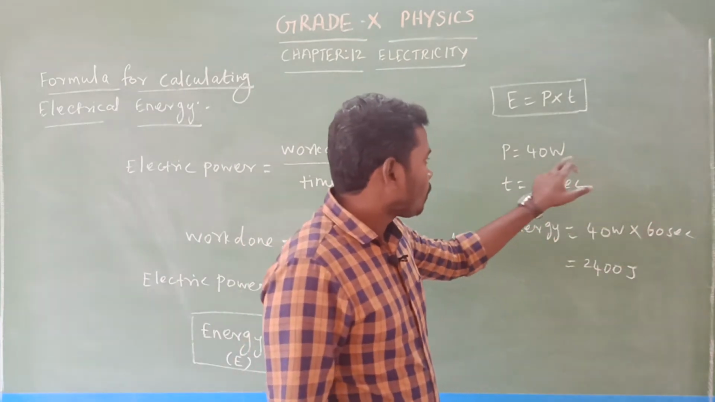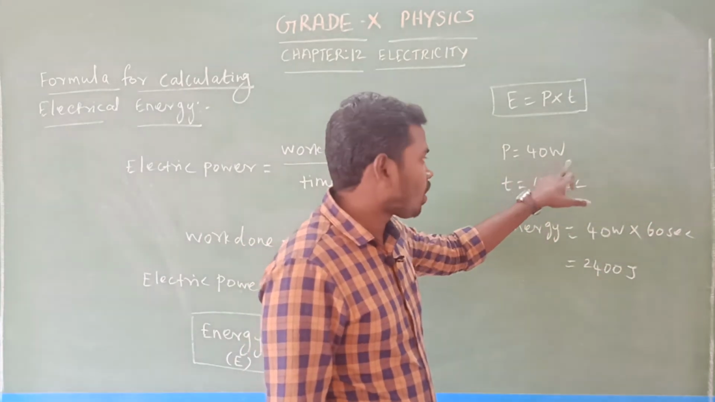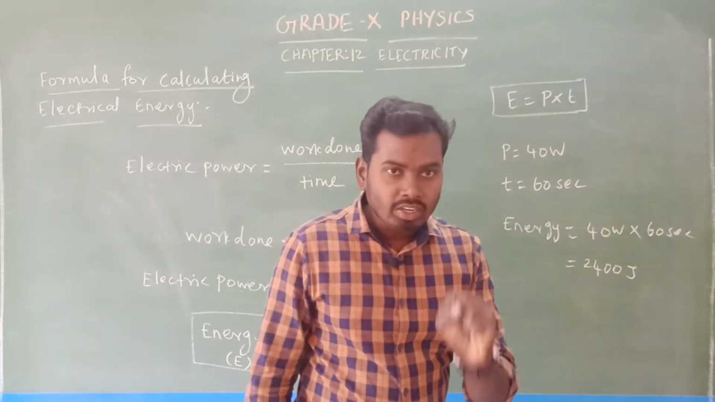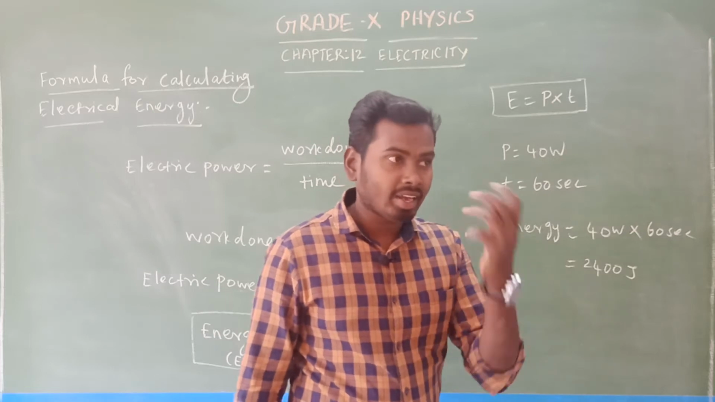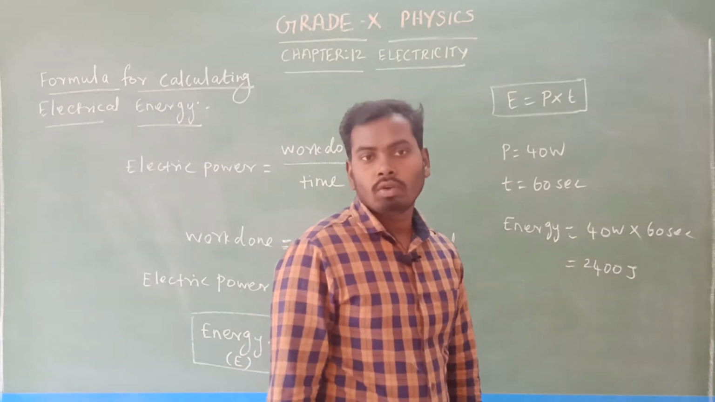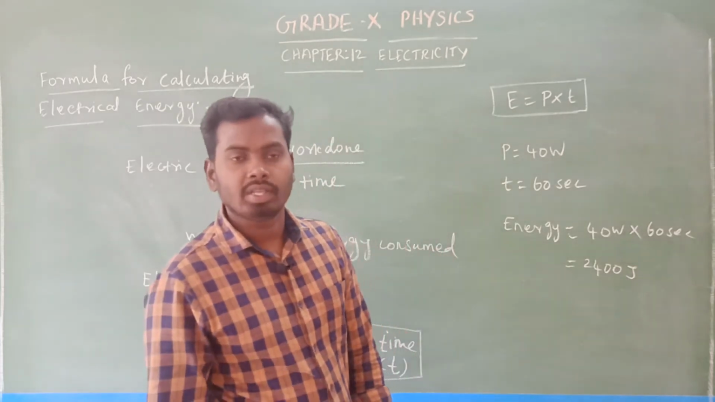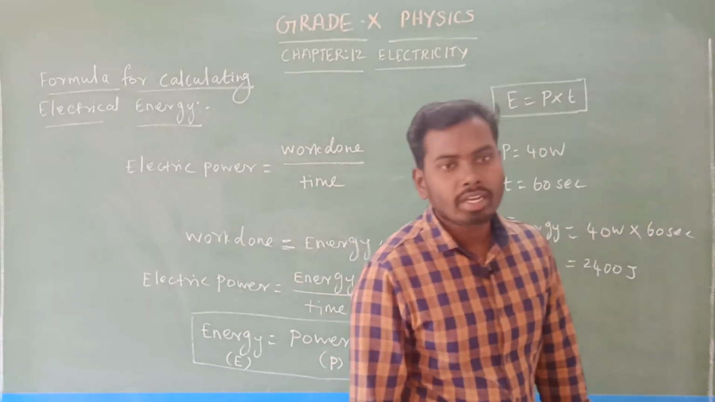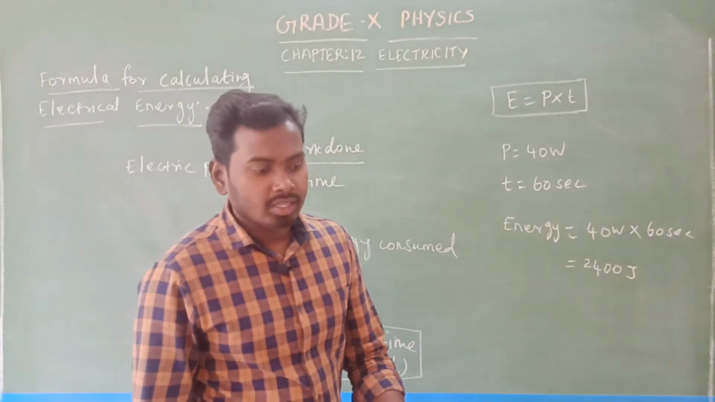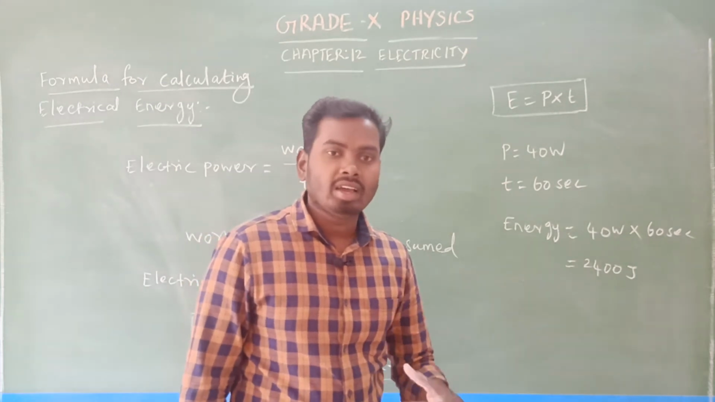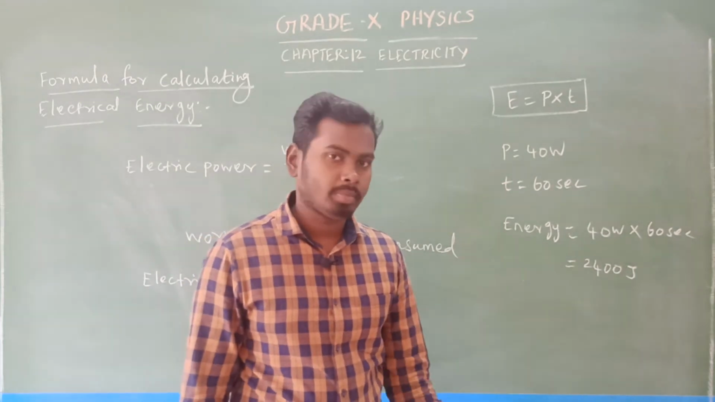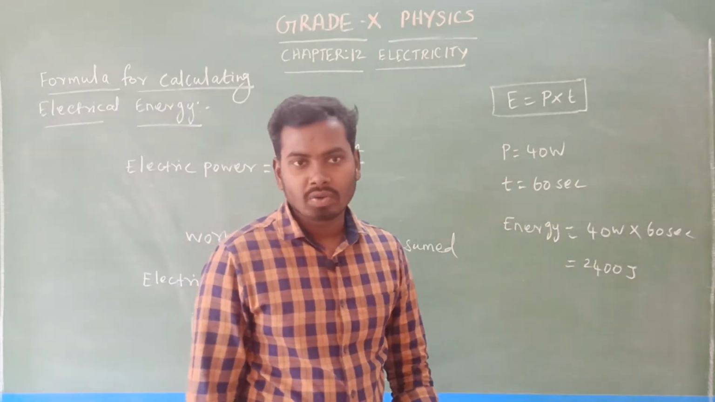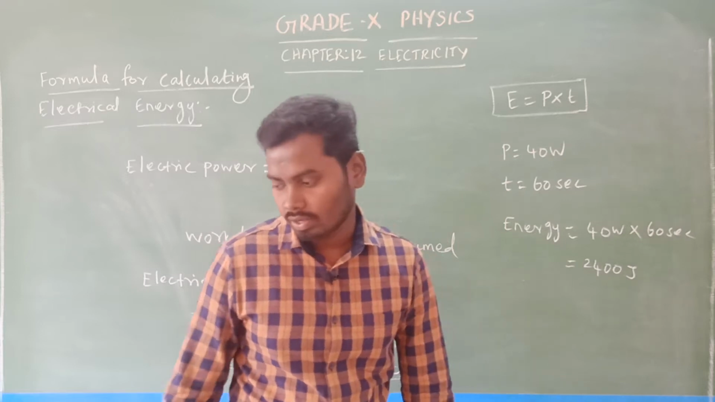Suppose an electrical appliance has a power rating of 60 watt and is used for 60 seconds, then the electrical energy consumed will be 3600 joule. Very easy one. Is there any doubt? No doubt. This is how we calculate the electrical energy consumed by any electrical appliance. This formula is very important: E equals P into T. Very good.